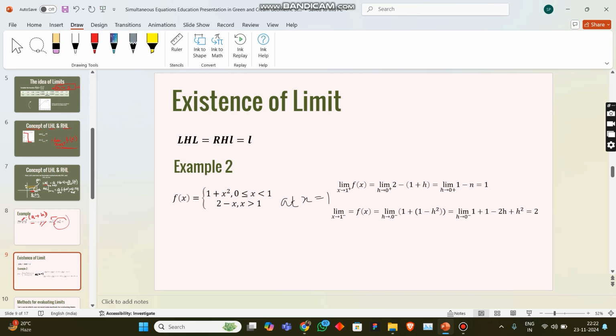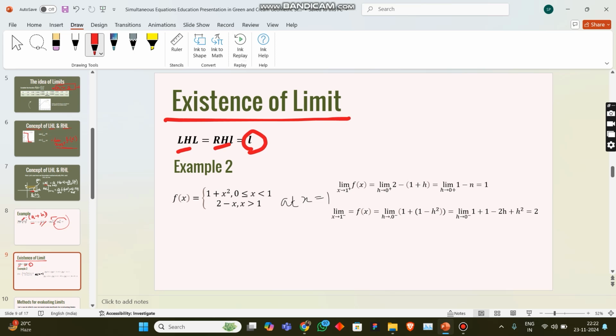Okay, existence of limit: how can we say that some limit exists or not? For that, we need to check the left hand limit and the right hand limit, and if the values of both limits become equal, equal to L, then we can say that the limit does exist.